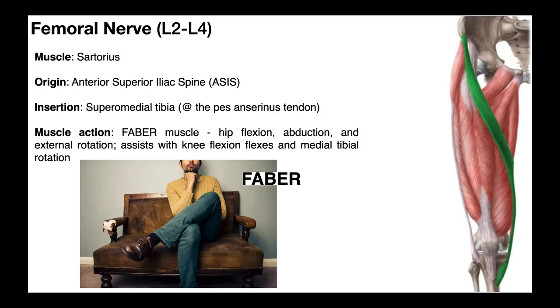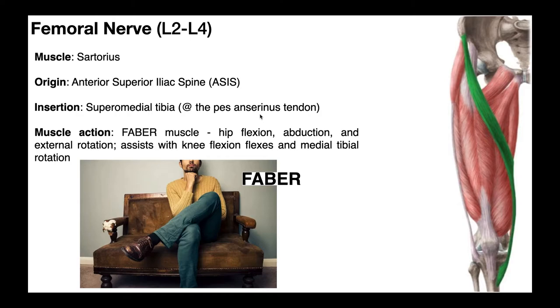But in any case, here's probably the stuff that you came to this video for. So the origin of the sartorius muscle is the anterior superior iliac spine, the ASIS right here. And as I mentioned, the tensor fascia lata, part of its origin, is also the ASIS. So they actually share that origin right there. And we can follow the sartorius down, and its distal attachment all the way down here is actually what we call the pes anserinus, or pes anserine tendon.